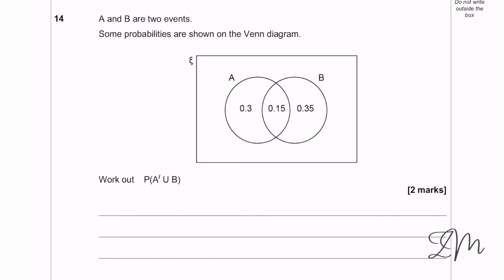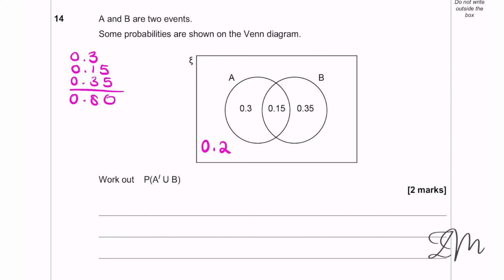Right, so let's have a look at this question. Step 1, we're missing a number. We're missing the number outside. So we're going to have to work out what's going to go outside. So let's add up what's inside. We've got 0.3, 0.15, 0.35. So we're going to get 0.8, which means 0.2 must be on the outside.